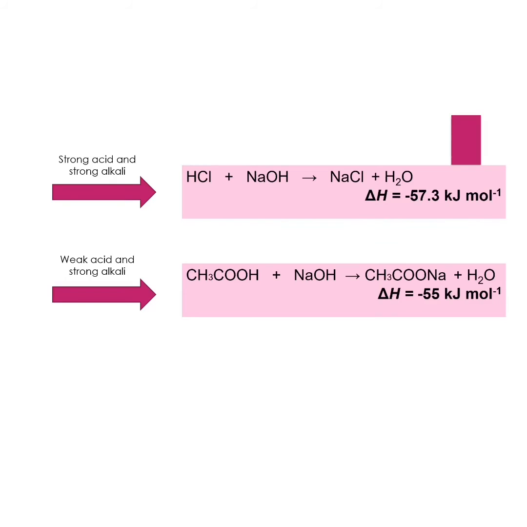Next we see that the reaction between a strong acid and a strong alkaline has a delta H equal to negative 57.3 kJ per mole. The reaction between a weak acid and a strong alkaline has a lower value compared to the strong acid, which is negative 55 kJ per mole. So why does this happen?